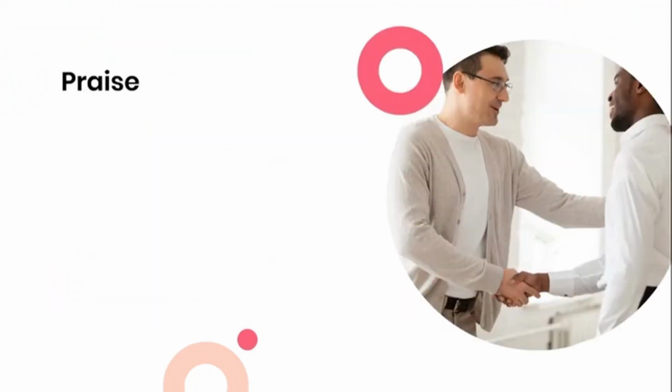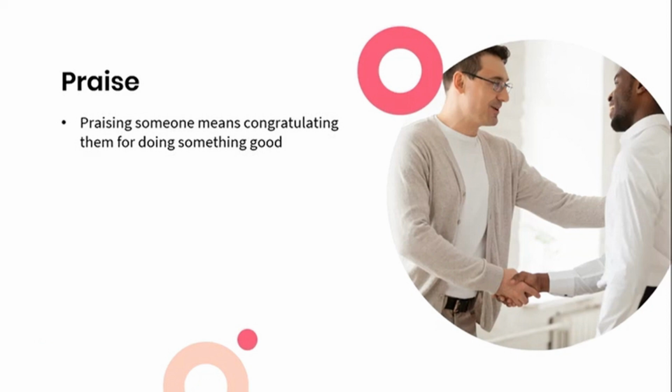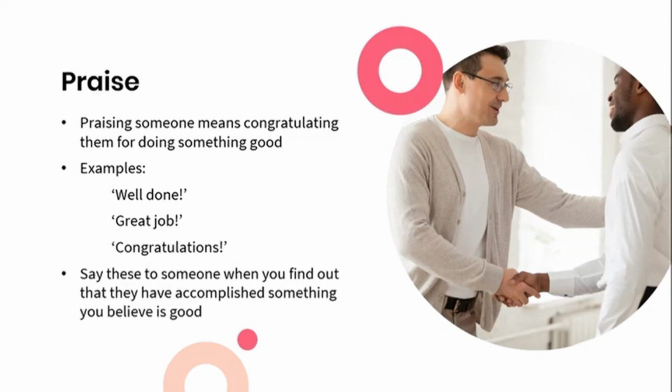Another type of interjection is interjections for praise. Praising someone means congratulating them for doing something good or for doing something that you approve of. Some examples of these interjections are well done, great job, and congratulations. You can say these interjections to someone after you find out that they have accomplished something that you believe is good or noteworthy.